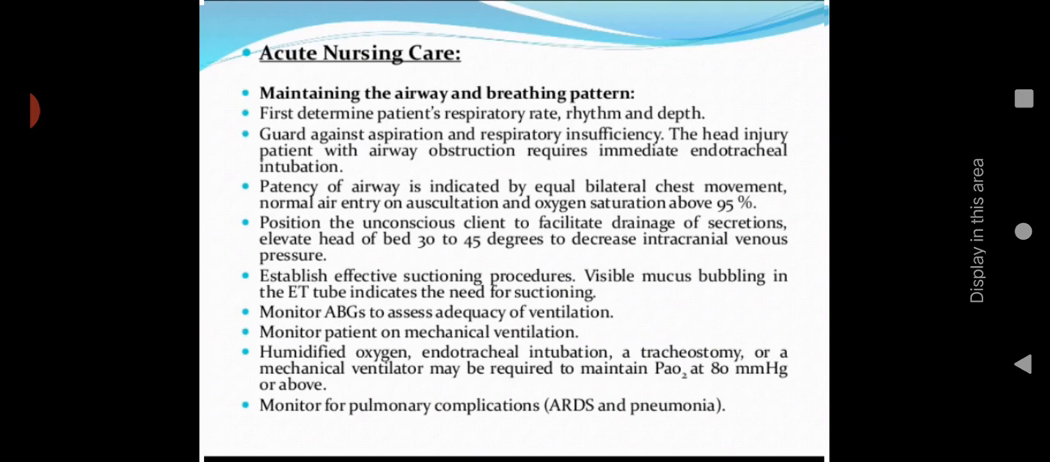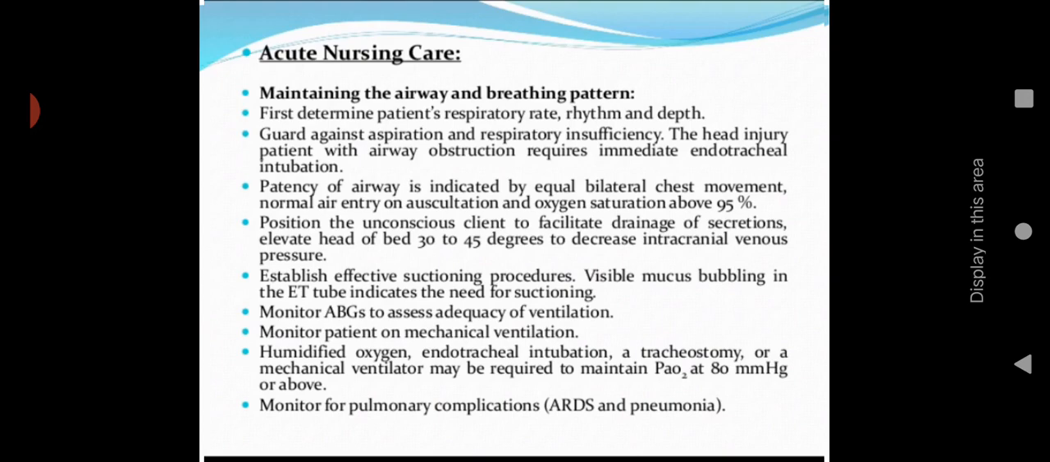Patency of airway is indicated by equal bilateral chest movement, normal air entry on auscultation and oxygen saturation above 95%. So how can we check whether the patient is having proper ventilation? When you are auscultating or inspecting the patient during respiration, check whether both sides of the chest are expanding properly, or whether they are maintaining a saturation above 95%. That means they have patency of airway.